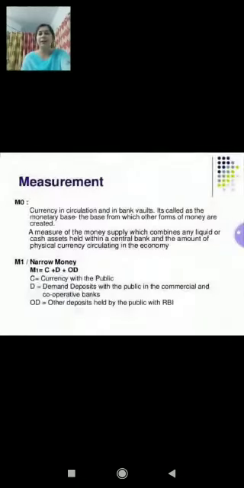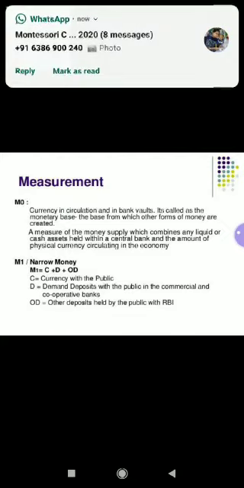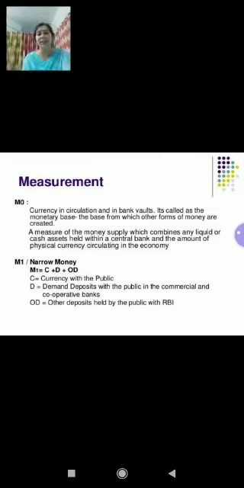Okay. Now, children, there is one more variable which has been recently introduced by RBI, that is M0. It is also known as high powered money, right? You can see this in the slide. It is written currency in circulation and in the bank vaults. It is also called monetary base, the base from which other forms of money are created. A measure of money supply which combines any liquid or cash assets held within the central bank and the amount of physical currency circulating in the economy. Children, M1 is narrow money. M1 is C plus DD plus OD. So it is also known as narrow money. Okay, children.